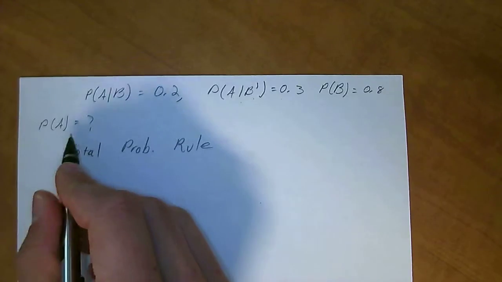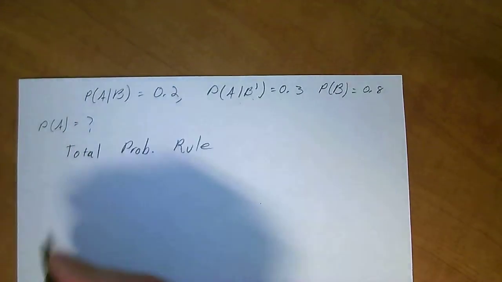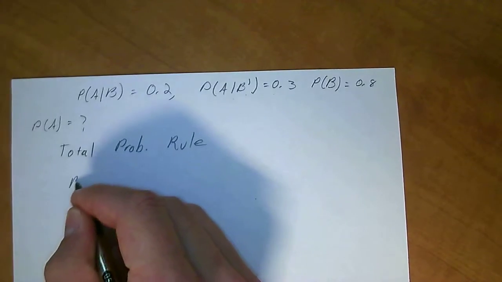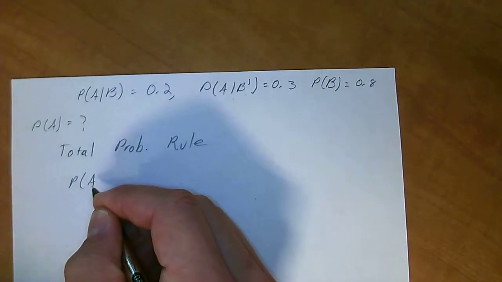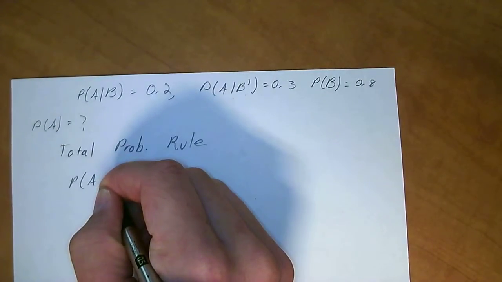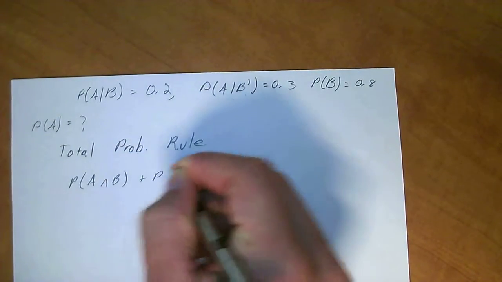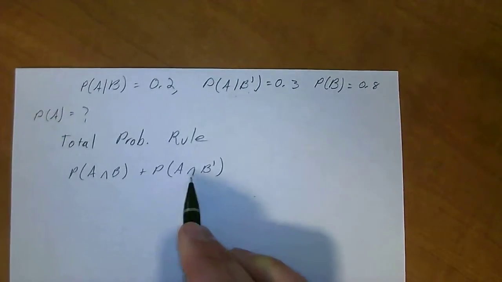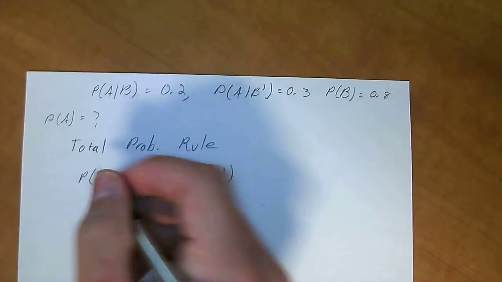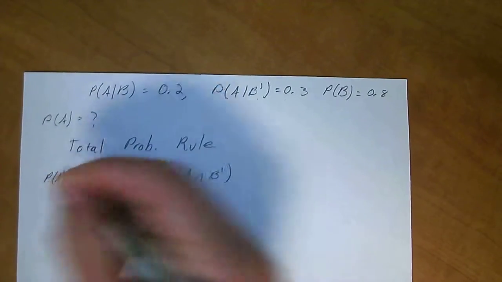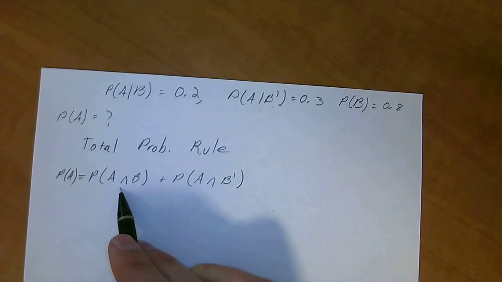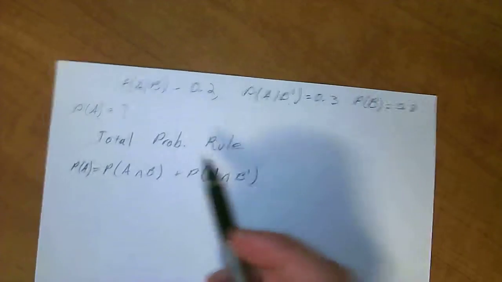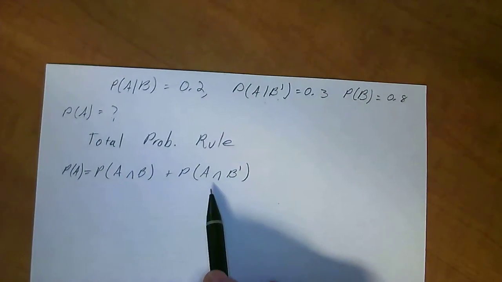Now, if we are looking for the probability of A, normally what you would do with a set of probabilities is take the probability of A intersected with B plus the probability of A intersected with B not. This would normally be what you do if you were looking for the probability of A. But since we don't have any one of these intersections, we can't figure it out just from these numbers.